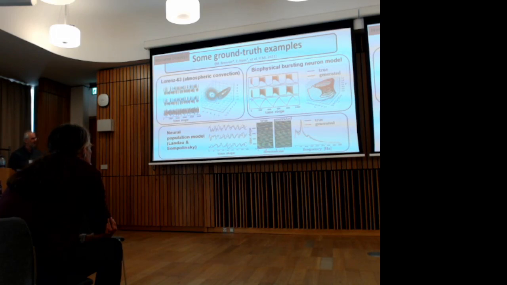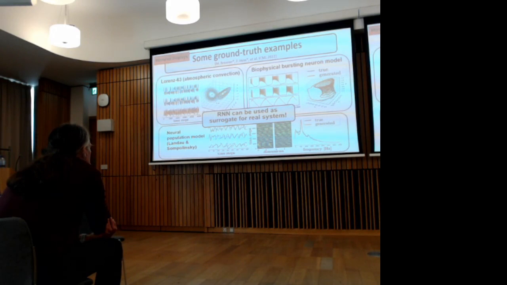And we did that with a large variety of different ground truth dynamical systems. So this, for instance, shows training results in a much higher dimensional system, a neural population model by Landau and Sompolinsky. Okay, and then the idea is once you successfully train your recurrent neural networks on these data, you can use it as a surrogate for your real system and analyze it further.